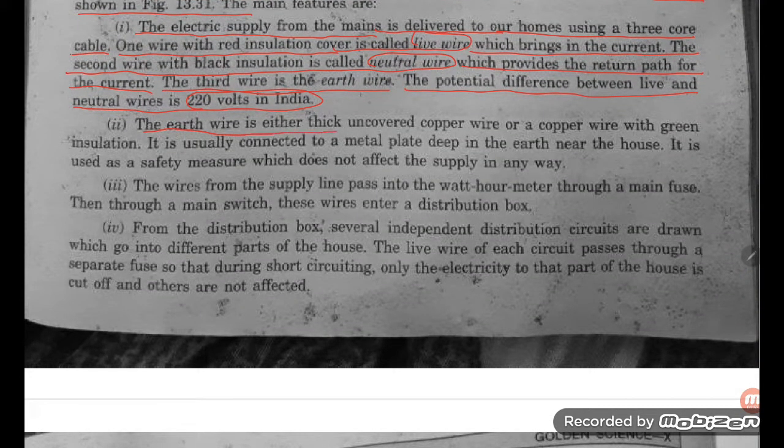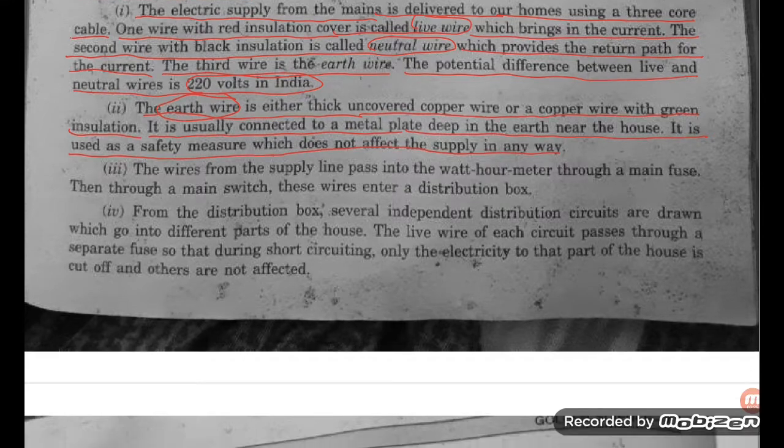The earth wire is either a thick uncovered copper wire or a copper wire with green insulation. Earth wire is the green wire. It is usually connected to a metal plate deep in the earth near the house. It is used as a safety measure which does not affect the supply in any way.